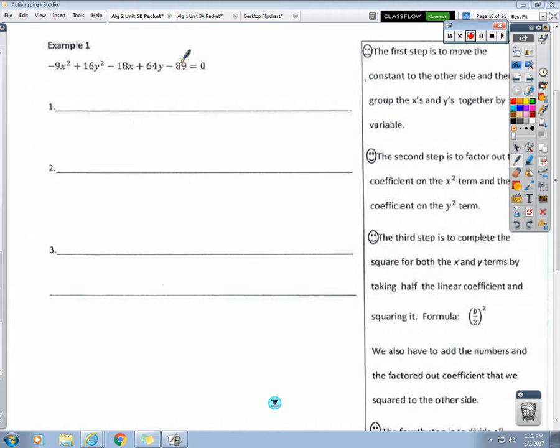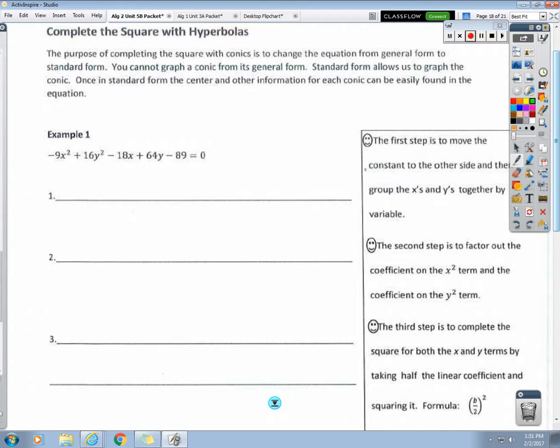No. So the reason we have to complete the square is to change it into the form that we want it in. Okay? Our goal is to change it from general form to standard form. Standard form is what's written on the board.